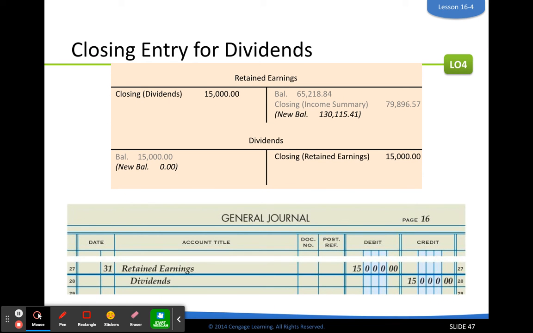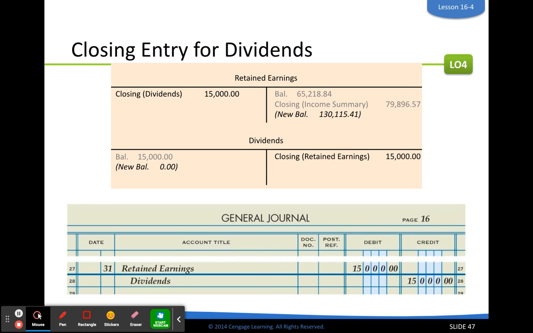And our last one is to close out dividends. This dividends amount, $15,000, is coming from our adjusted trial balance. It is a debit balance, so we need to credit that. So credit dividends and debit retained earnings.